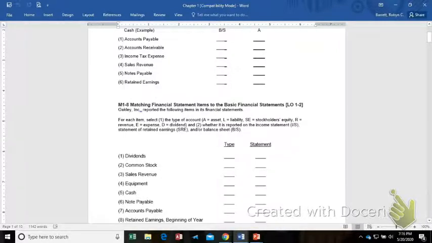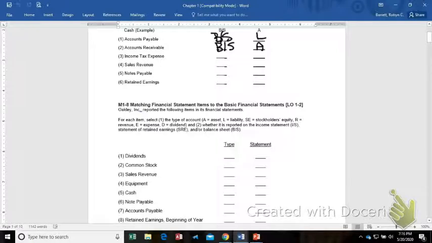Yeah. Does that sound all right? You guys good? Okay. All right, so we said the first one was balance sheet and liability. What about accounts receivable? Balance sheet, and it is an asset. Asset. All right, income tax expense?